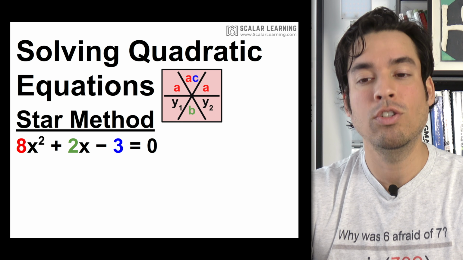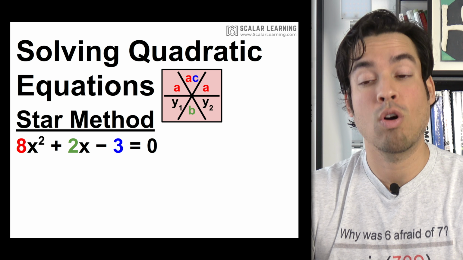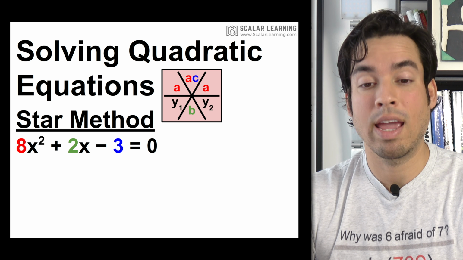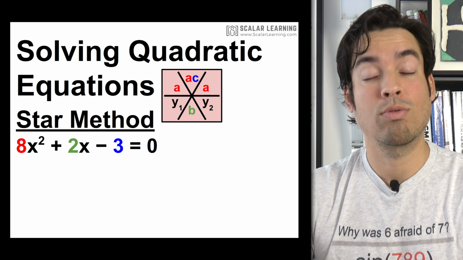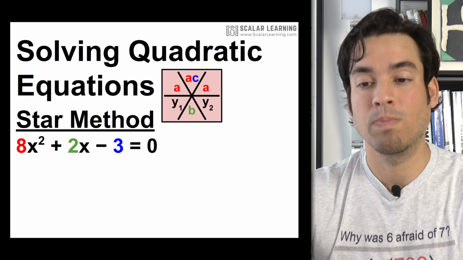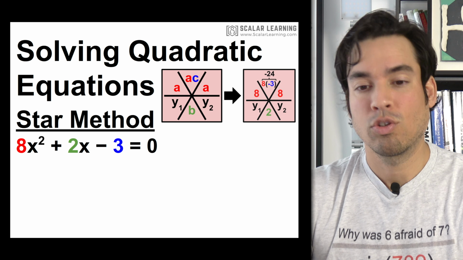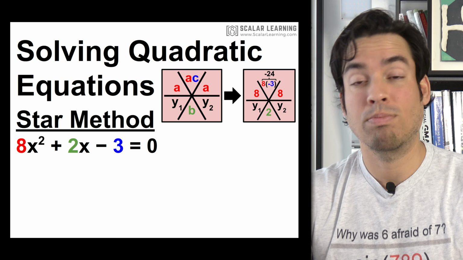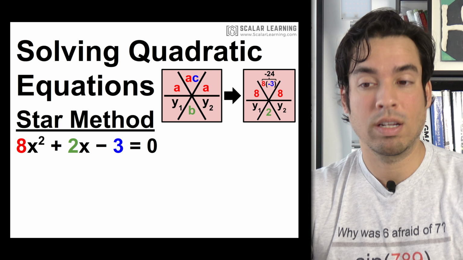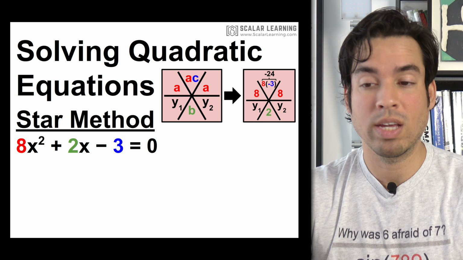So check it out. What I'm going to do is create this little star, and in the top left and top right slots I throw in A. In the top slot I throw in A times C, and in the bottom slot is B. So let's check that out in practice. I have 8 and 8 on the top left and top right. Again, that corresponds to the A value. Then I have 8 times -3 on top, which is -24, and I throw that 2 on the bottom.